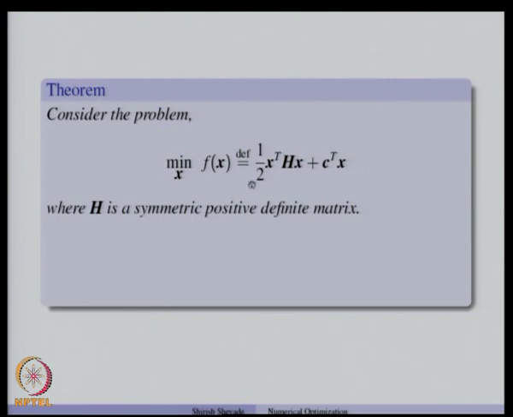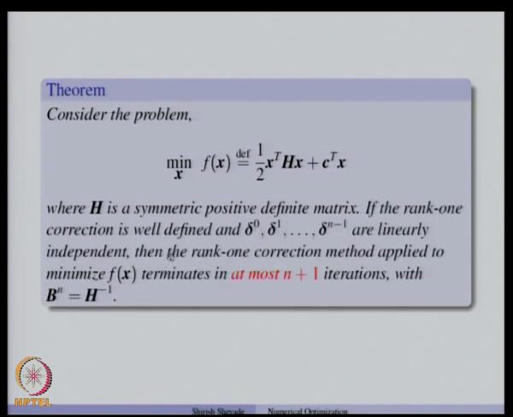So, if we consider the problem to minimize f x, where H is a symmetric positive definite matrix, and if the rank 1 correction is well defined, and delta 0, delta 1 up to delta n minus 1 are linearly independent, then the rank 1 correction method applied to minimize fx terminates in at most n plus 1 iterations with bn to be H inverse. And we saw this in those couple of examples that we considered, that the algorithm in those two dimensional cases required at the most 3 iterations, and at the end of the second iteration, we saw that Bn was actually H inverse.